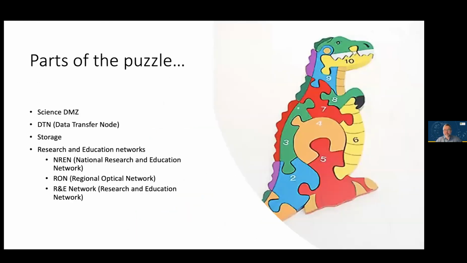All right, so there's a bunch of different pieces of the puzzle when it comes to putting together a network solution for a researcher by networking folks. One is a Science DMZ, of course. The other is a data transfer node, often called a DTN. That's a very specialty server that will sit at point A and point B, that'll actually be able to move data at a certain data rate.